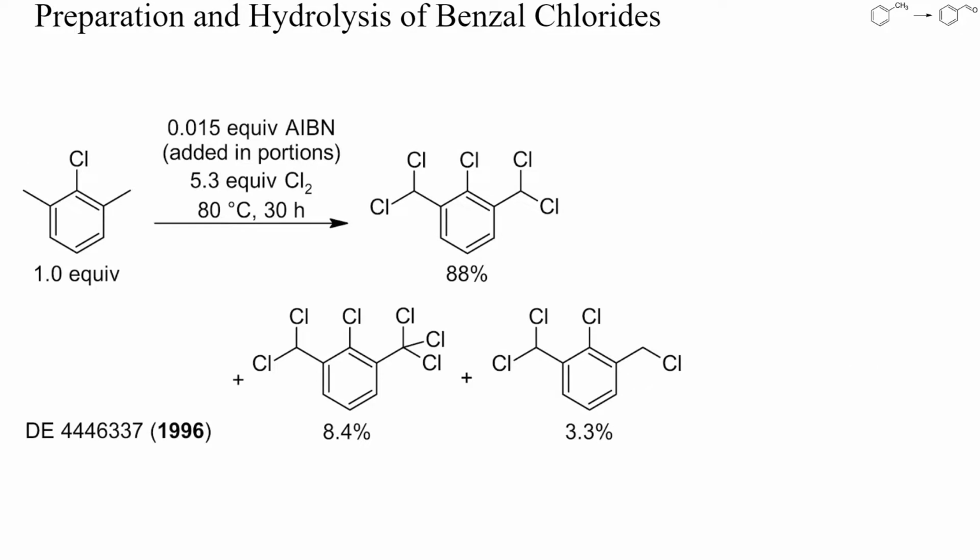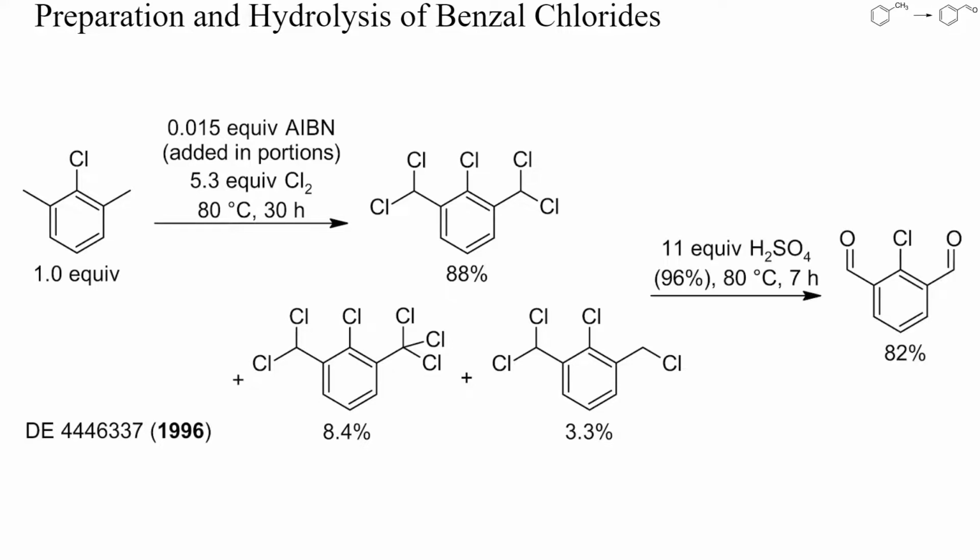In this example, both methyl groups of a chlorinated metaxylene had to be converted into formyl groups. This was achieved by solvent-free 4-fold radical chlorination with gaseous chlorine and AIBN as a starter. The main product was the desired benzal chloride, but around 10% of some byproducts were also formed. Hydrolysis of this product mixture with concentrated sulfuric acid yielded the target dialdehyde in 82% overall yield.